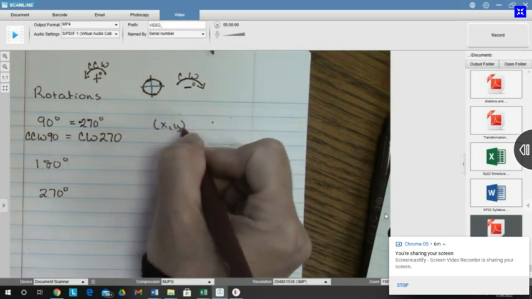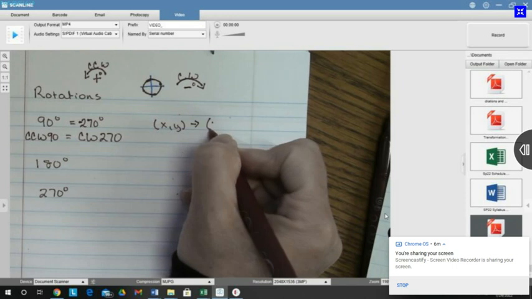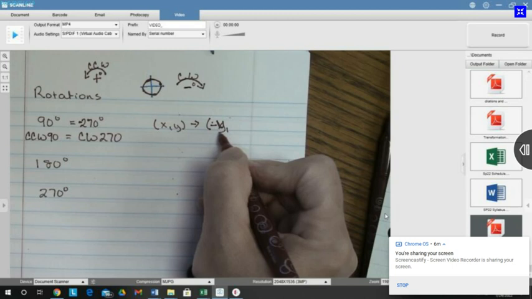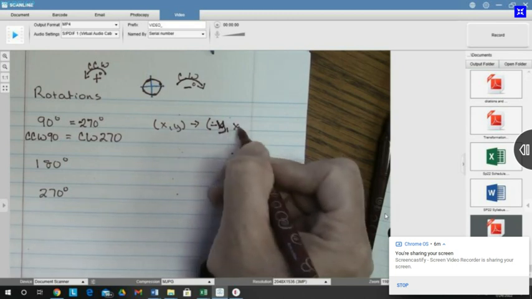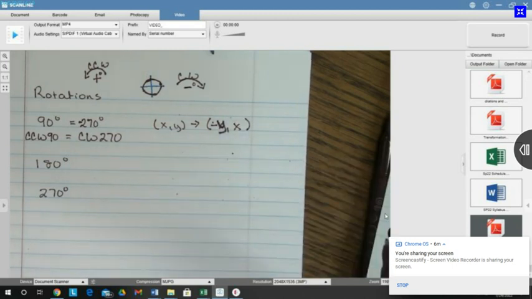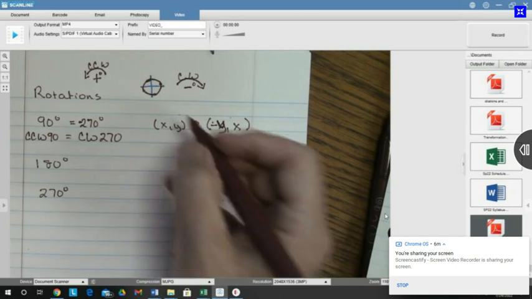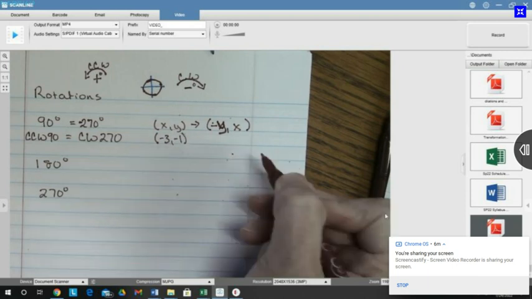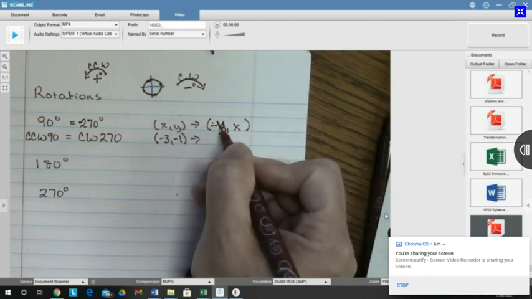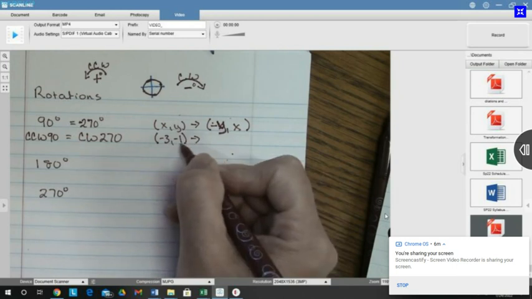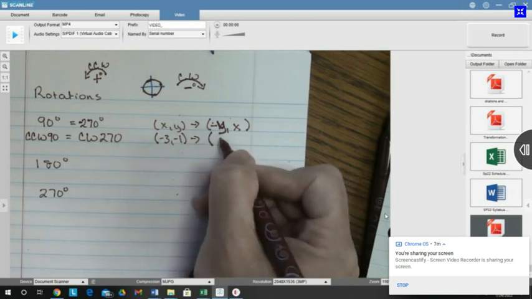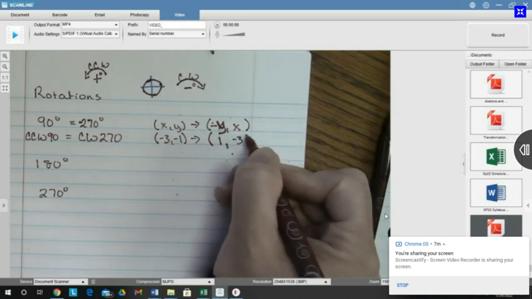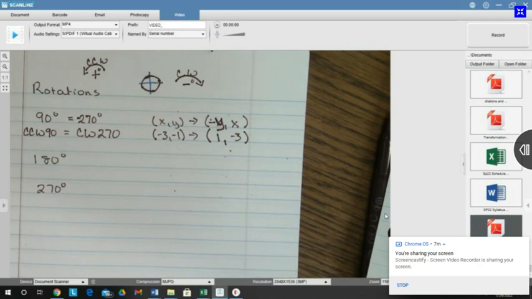All right, what's the rule for that one? x, y goes to the opposite of x comes first. I'm sorry, that's wrong. The opposite of y comes first, and x stays the same, doesn't change the sign, but it goes second, right? So let's say I have -3, -1, okay? Opposite of y comes first. My y is a -1, so the opposite of y is a +1. The x stays the same, so -3 goes second.